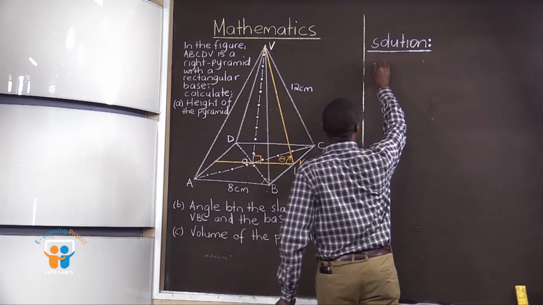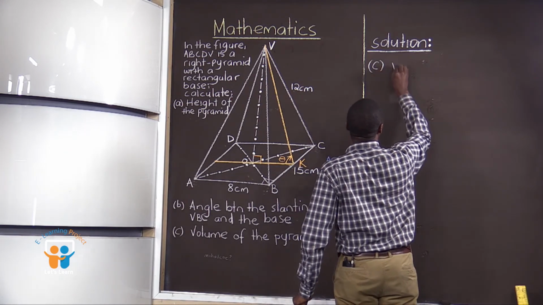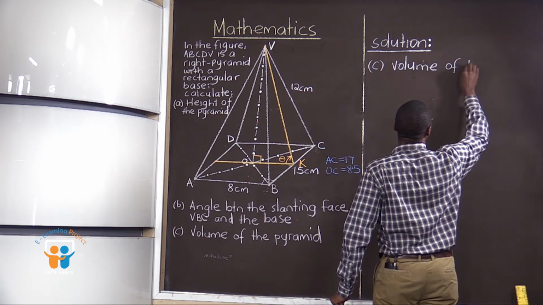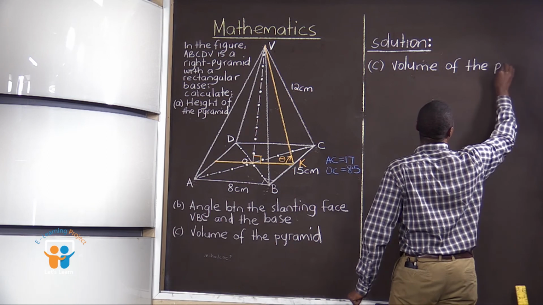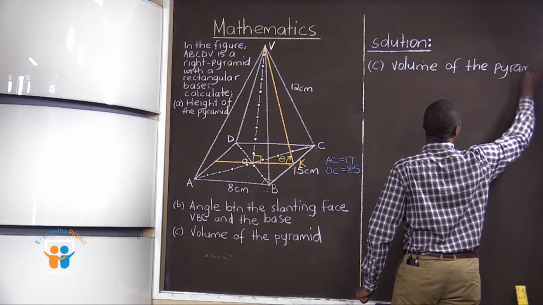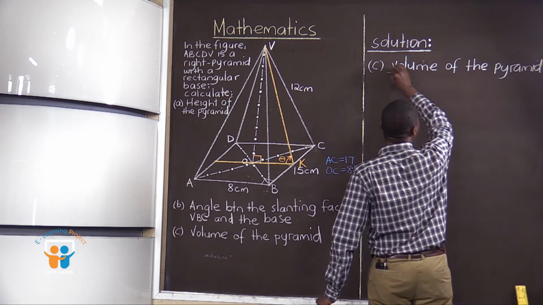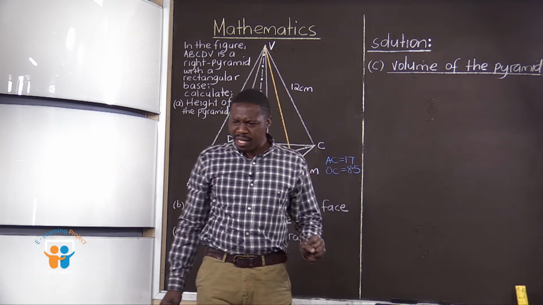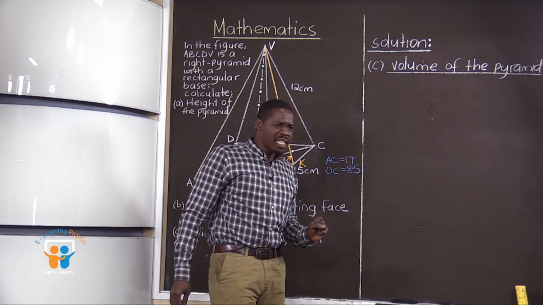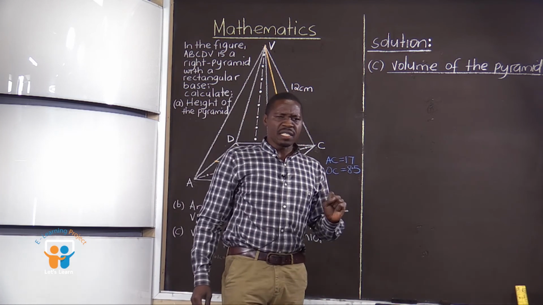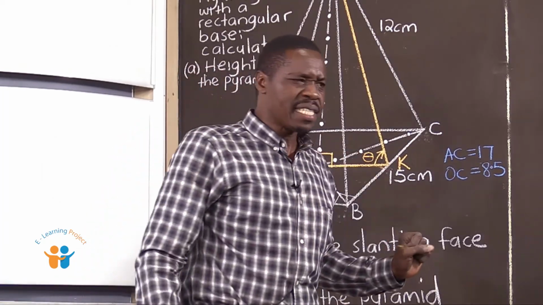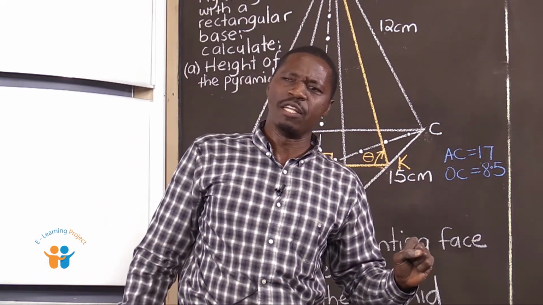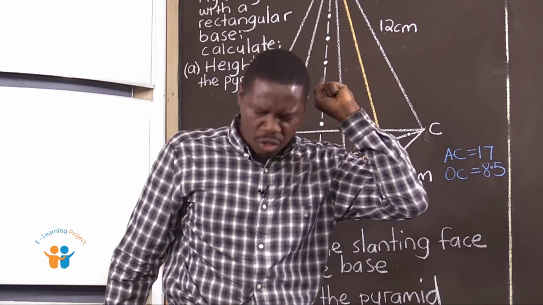Mr. Examiner, sir, part C. Volume of the pyramid. I know very many people must be looking for the answer, the formula. Some must be saying pi r squared. Some must be saying a third pi r squared h. Some must be saying length times width. Some must be saying side times side. Some are saying s plus s plus s plus s. Very many formulas.